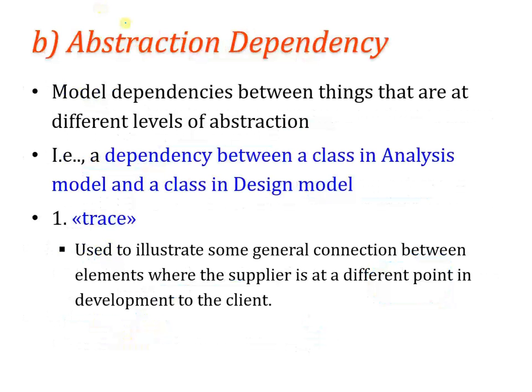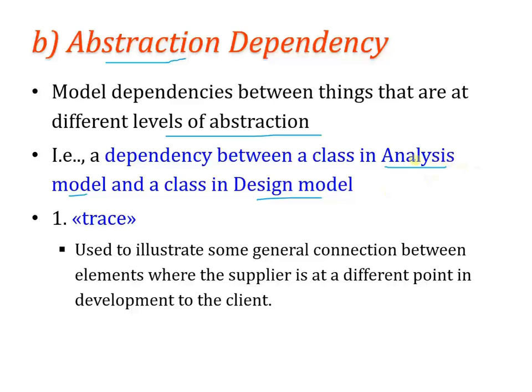The next type of dependency is called an abstraction dependency. Model dependency is between things that are at different levels of abstraction, as we have already discussed. So this may be a dependency between a class which is present in the analysis model and a class which is present in the design model.